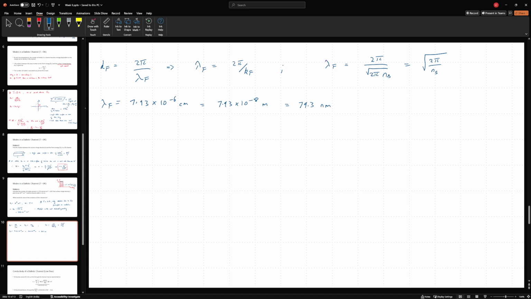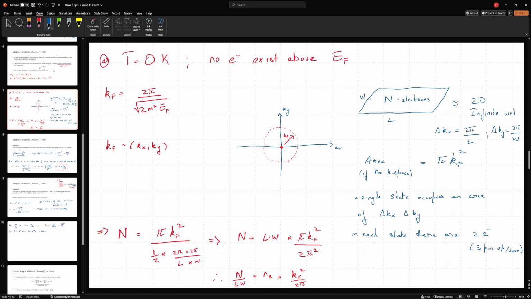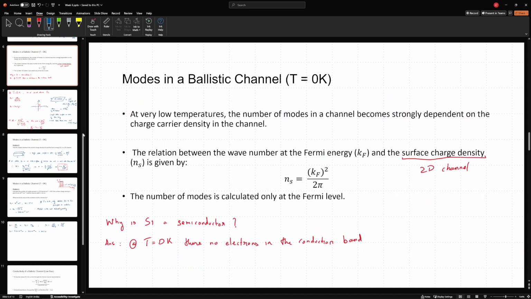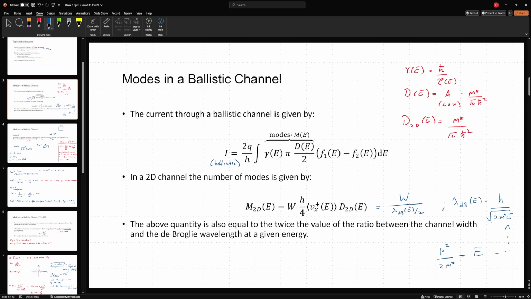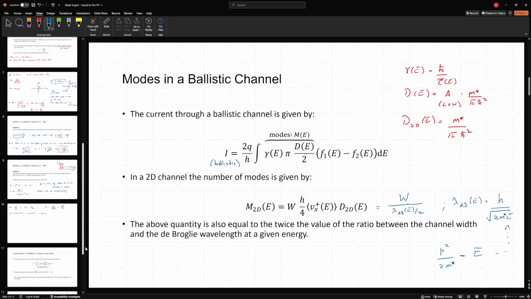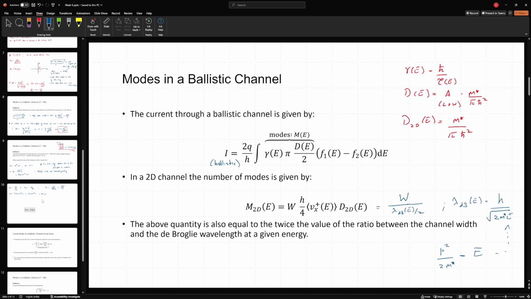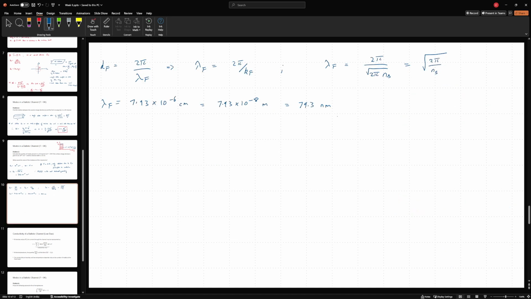Because at T equal to 0, the electrons don't have much energy. As the energy goes down, as you can see, this is inversely proportional to the square root of the energy. As the energy decreases, the Debye wavelength increases. So at T equal to 0 Kelvin, this system has a Debye wavelength of around 79.3 nanometers.